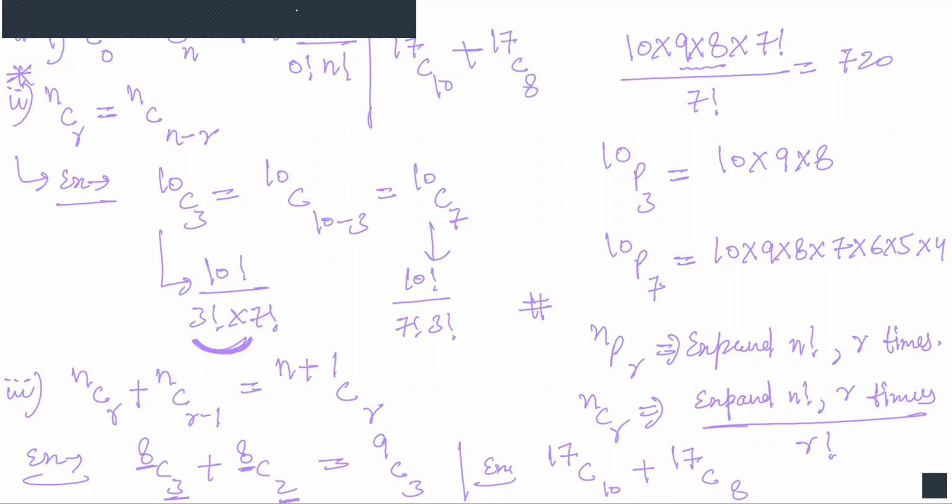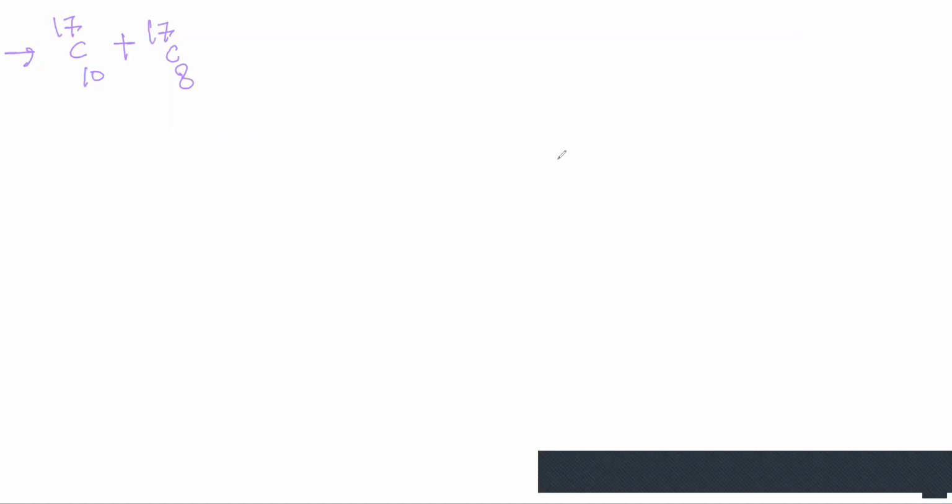Okay, you can see now, I guess. 17C10 plus 17C8. My first question is: can I add them using the third property? No, sir, because the lower coefficient is not consecutive, right? Yeah, so it is not directly additive right now, but it can be added.